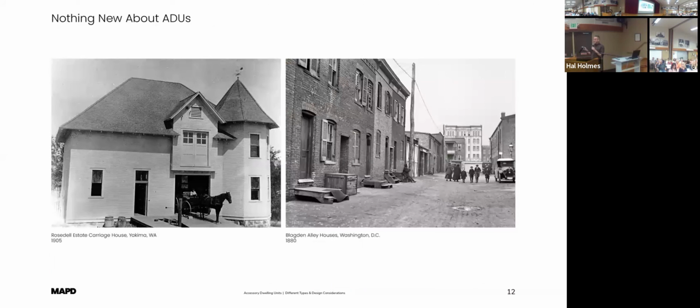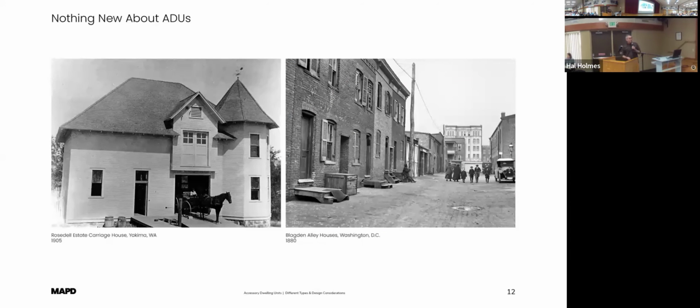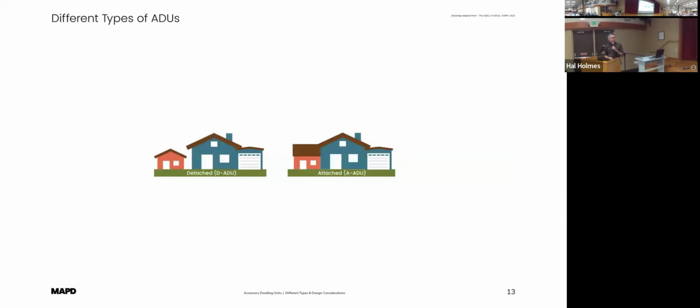And that last scenario is actually kind of an important historic one. There's nothing new about ADUs. There have been carriage houses in North America for hundreds of years. That's one in Yakima from 1905. There's also a typology called alley houses that was really common in cities in the Northeast and Mid-Atlantic. And that was oftentimes worker housing, and these were always secondary to the main unit that would have been in the front. Today, there are different types of ADUs.